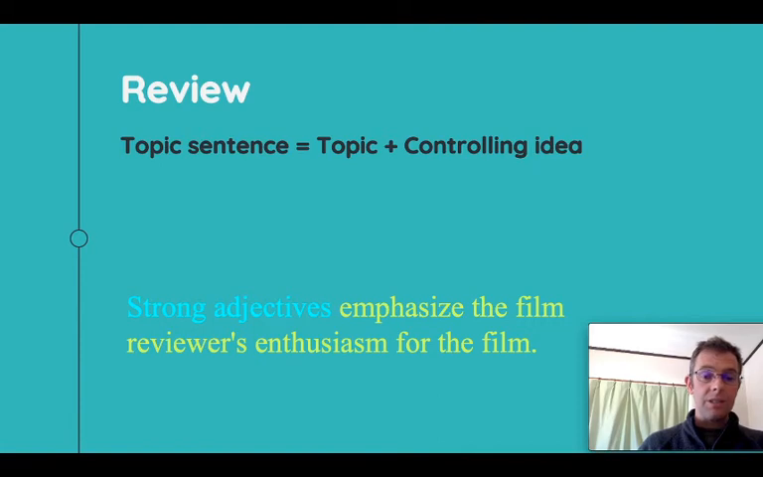And here we go. Strong adjectives emphasize the film reviewer's enthusiasm for the film. So again, we've got the topic and the controlling idea. And these are much stronger analytical topic sentences, which then will drive the rest of the paragraph, the explanation sentences and the example sentences, into supporting and further analyzing these points.